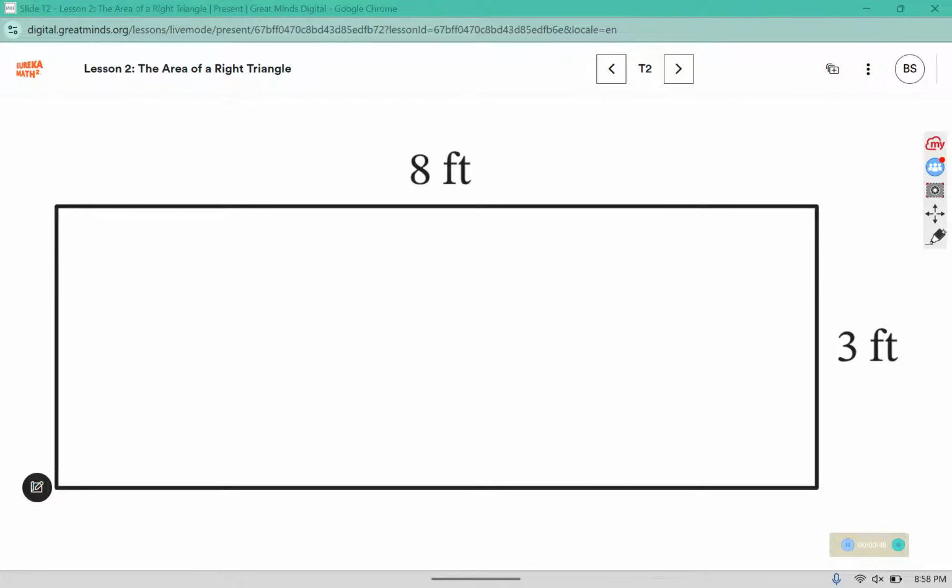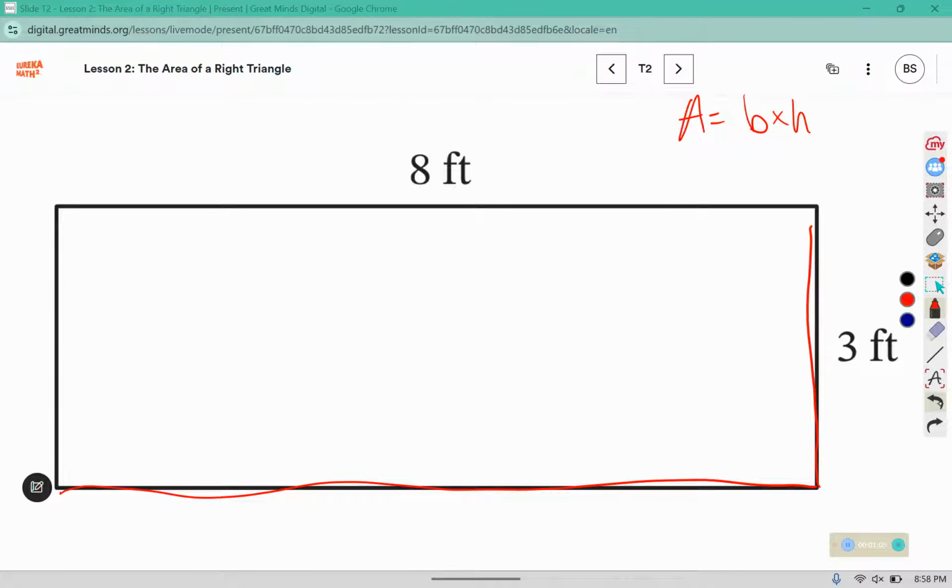What is the area of this rectangle? Well, remember the formula we've been using for rectangles and parallelograms is base times height. So in this one, the base is 8 feet long and the height is 3 feet tall. So 8 times 3 would give us an area of 24 feet squared.